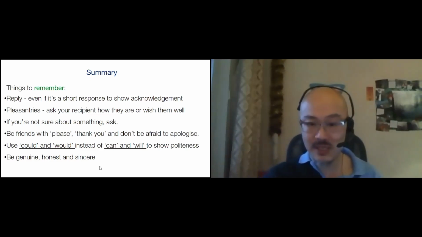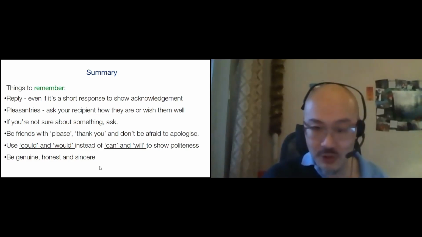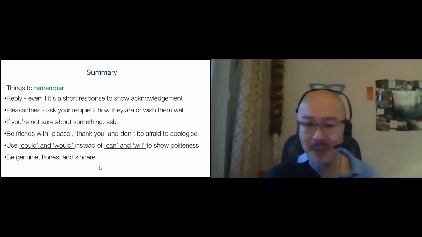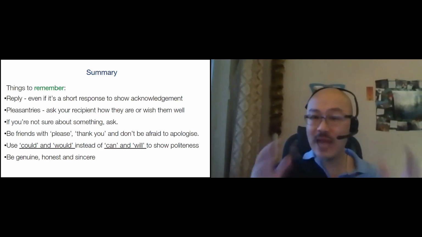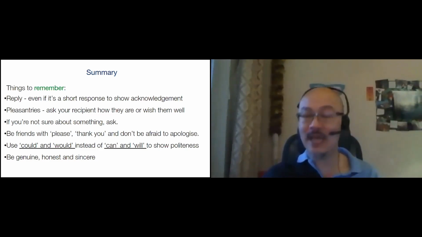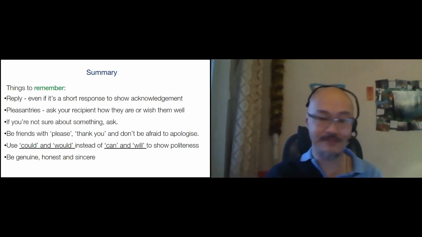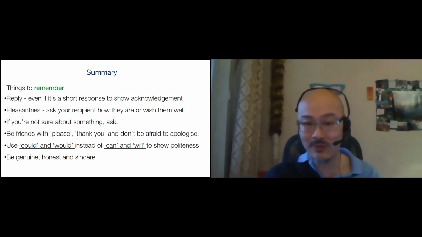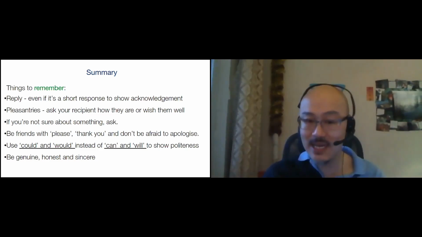The next point is, please use please. Say thank you. Don't be afraid to apologize. It's about being sincere. The next point is use could and would instead of can and will. Using these modals in the past form creates more distance, and distancing is another method of creating hedging. Of course, that is something we can talk about by itself for quite a long time. But distancing will create more formality.